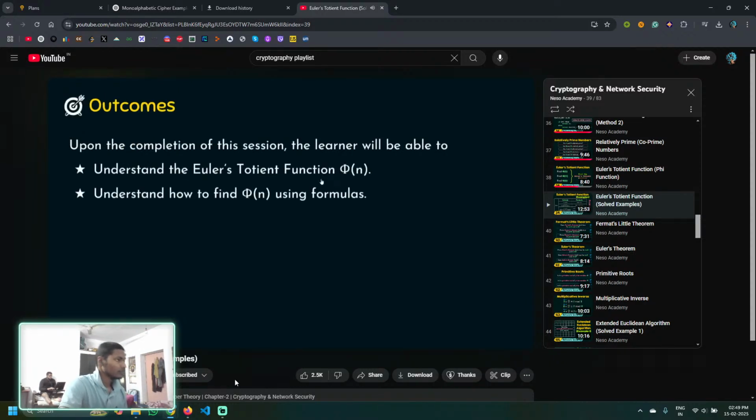I hope you guys understood what Euler's quotient function phi of n is, and we also have seen various formulas for doing this. For criteria 3, we have other formulas as well, but in this lecture I have presented one of the formulas. I think this formula will be easy for you.